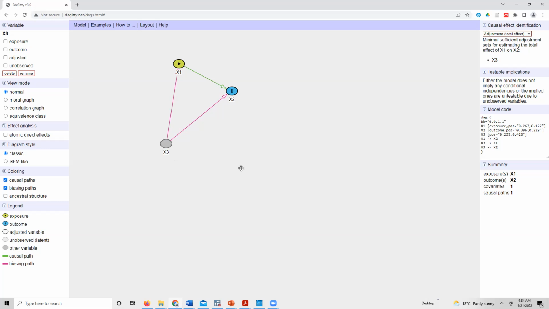Is it clear? So I'm just going to give you an example that you can draw on your DAGs and let me know what the variable is that needs to be adjusted. Okay, sounds good? Yes. Okay, I'm just going to share the example again.